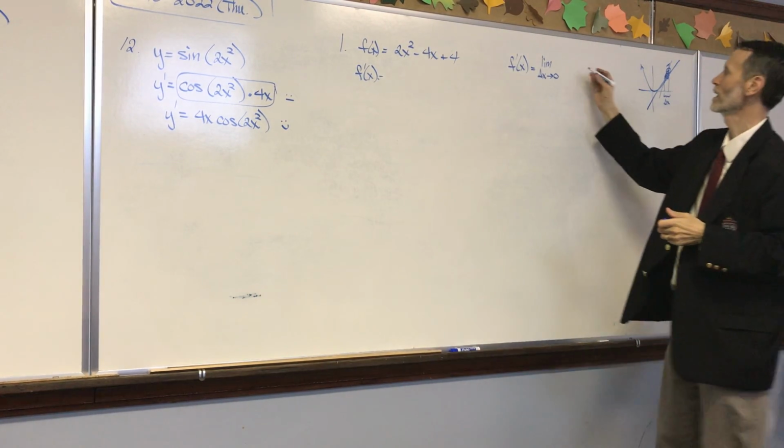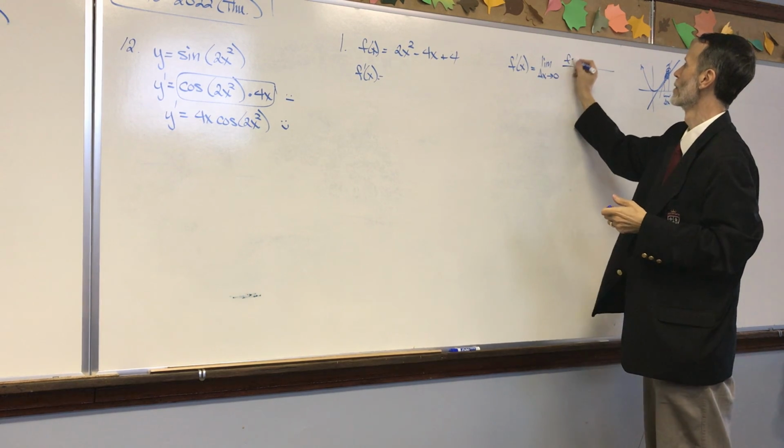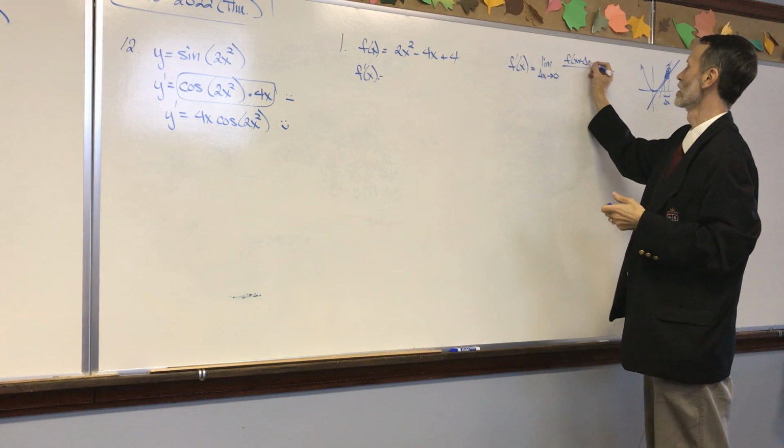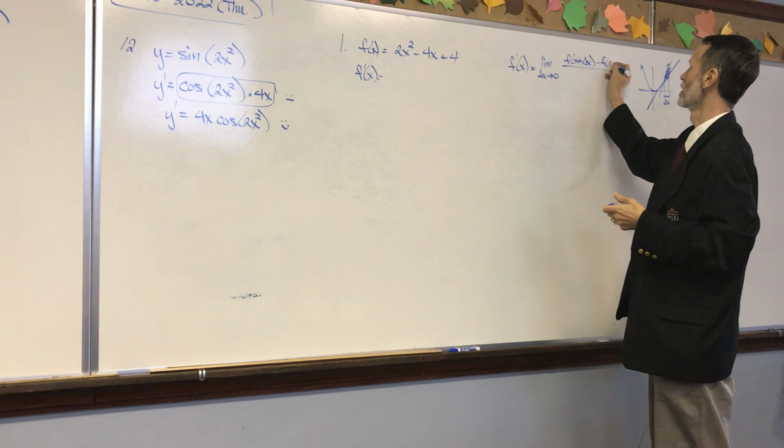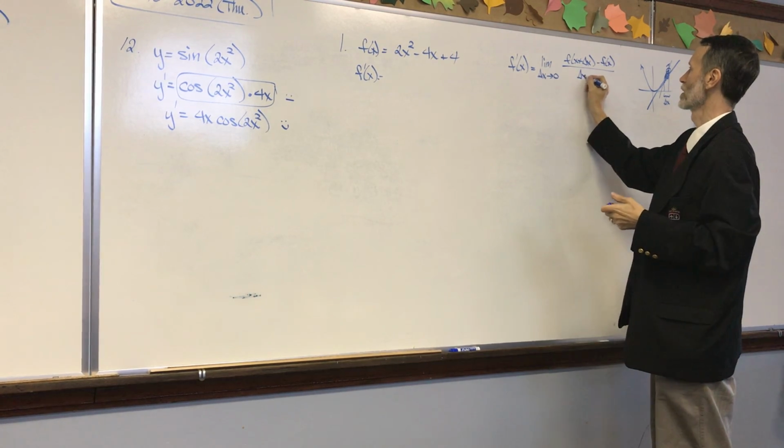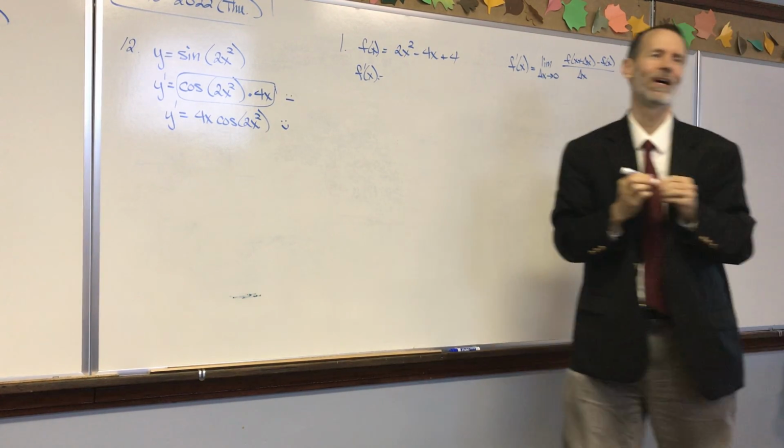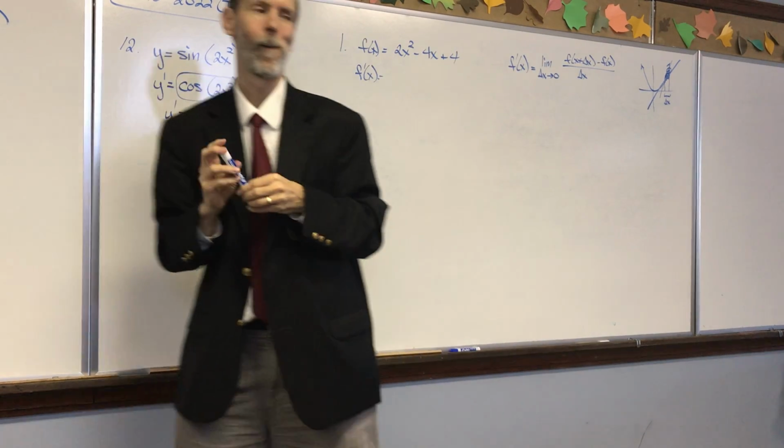And then what's the main formula? F of x plus delta x minus f of x, all over delta x. There's no way around it. You need to memorize that as well.